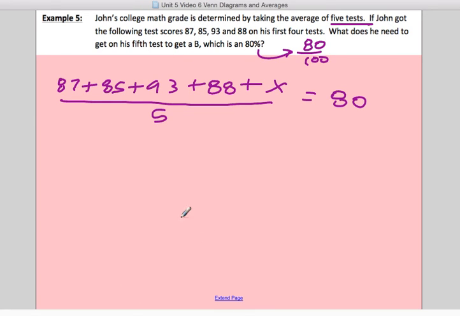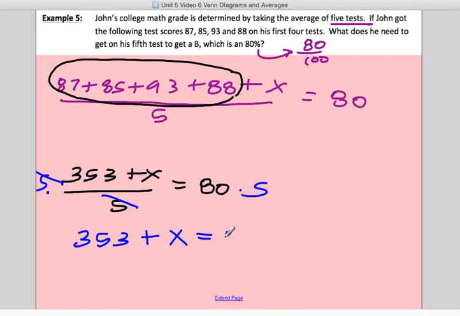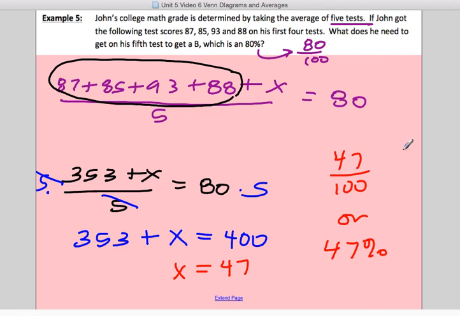Okay, so let's go ahead and solve this. First thing we're going to do is add these numbers here together. When I add them, I get 353 plus x over 5 is equal to 80. Multiply by 5 on both sides. So I get 353 plus x is equal to 400. Subtract 353 from both sides, so x equals 47. So John has to get a 47 out of 100 or a 47% in order to get a B. I think that should be pretty doable for John, considering most of his tests were in the 80s.